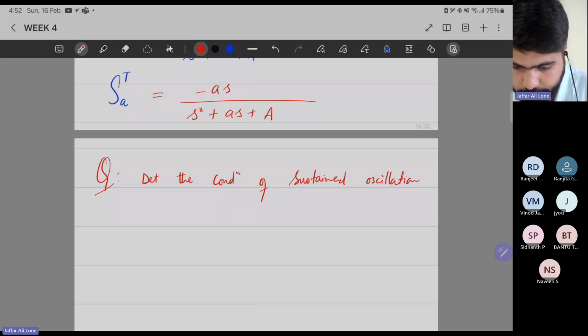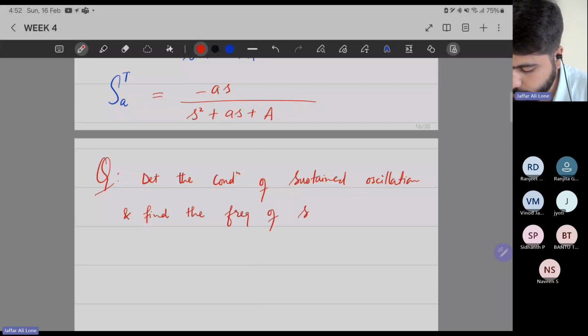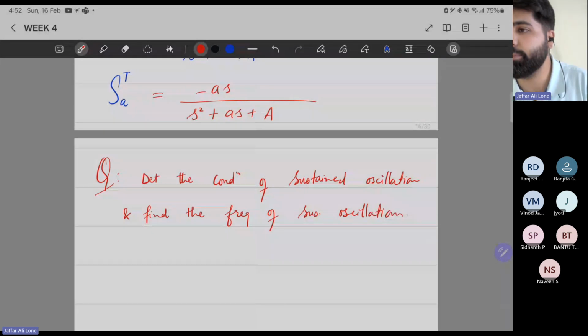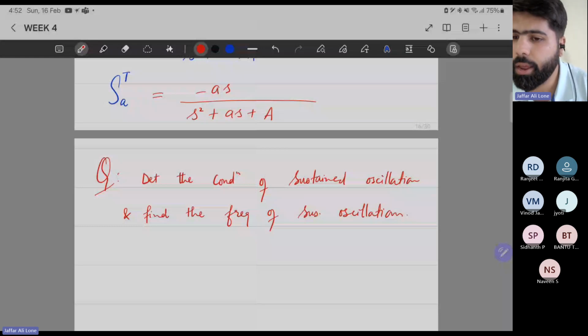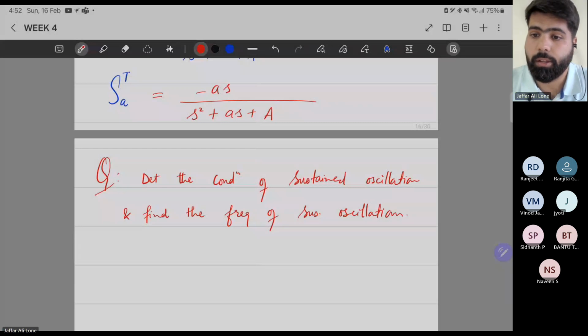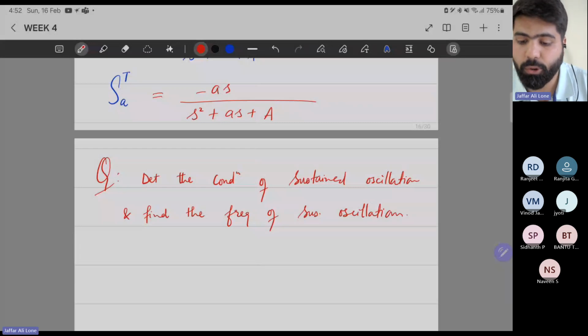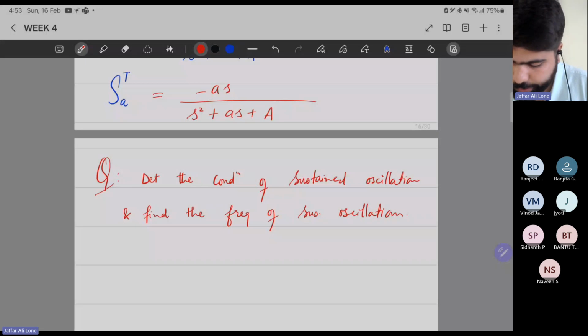In the following control system, find the frequency of sustained oscillations. If it's a marginally stable system, it will oscillate between the equilibrium point, and we have to find at what frequency it will oscillate. So we have to find that frequency of oscillation.